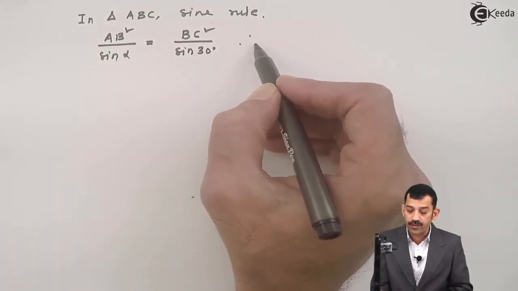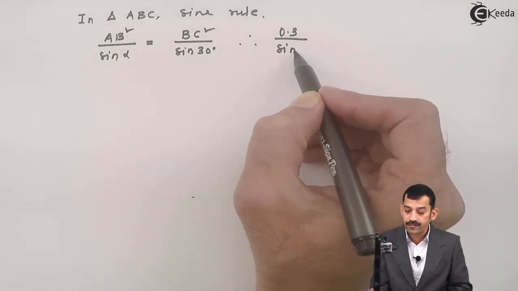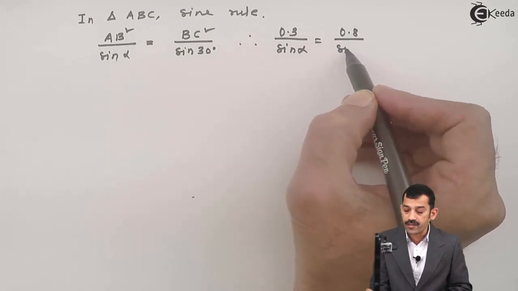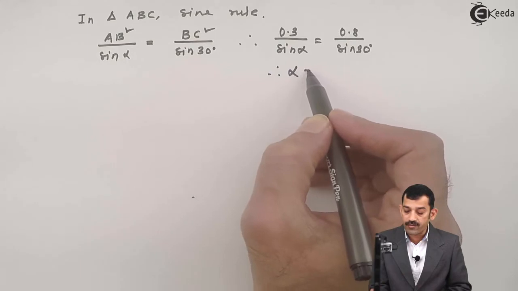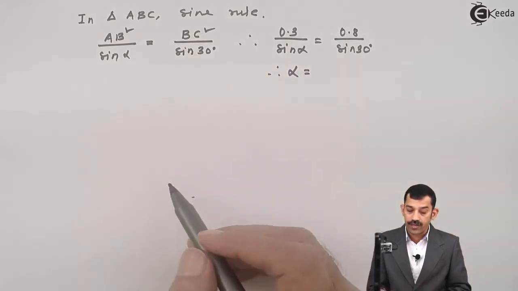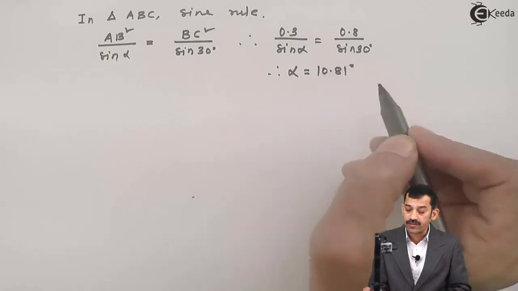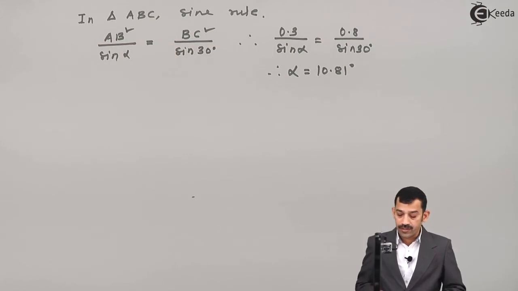Therefore, if we substitute values, AB is 0.3 divided by sine alpha equal to BC 0.8 divided by sine of 30. That means angle alpha comes out to be, if you use a calculator and find out, angle alpha is 10.81 degrees. Once we get the angle as 10.81 degrees, again we will see our figure. Once we get angle alpha, what other part is possible?